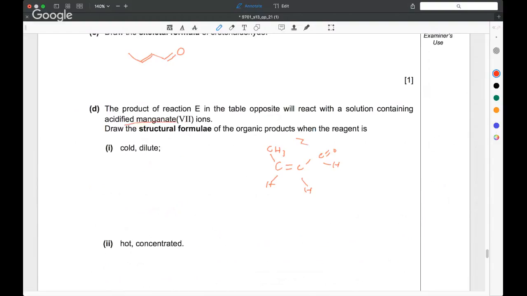Acidified manganate 7 that's cold and dilute, all that means is that you're going to add across this double bond to make a diol, meaning two lots of alcohols. And so you end up with, I'm giving the displayed formula. I know it asks for the structured formula. We'll get onto that in a moment.